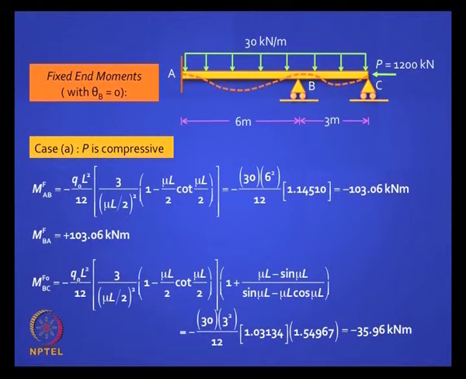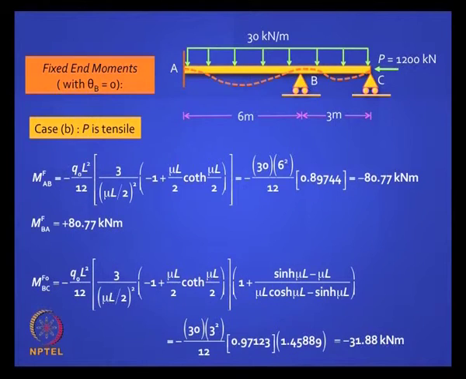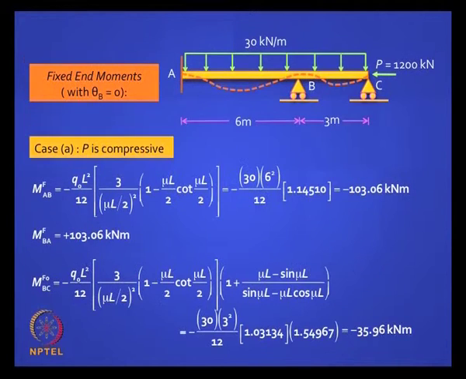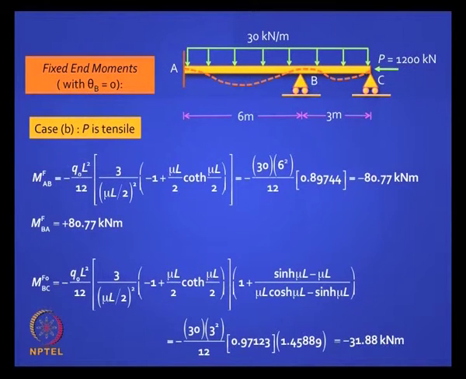Fixed end moments. Again plug in the formulas that we just looked at, be careful and compare them with the normal fixed end moment, they should not be too far away. So you have to do it for the propped cantilever using a different formula, you know what to do. So we are not here to actually solve many problems. Next, when P is tensile, you will get another set of equations. Just look at the fixed end moments. When it is compressive, the first one is 103.06, when it is tensile it is 80.77. So there is a big difference on whether it is compressive or tensile, and also the magnitude of the force.